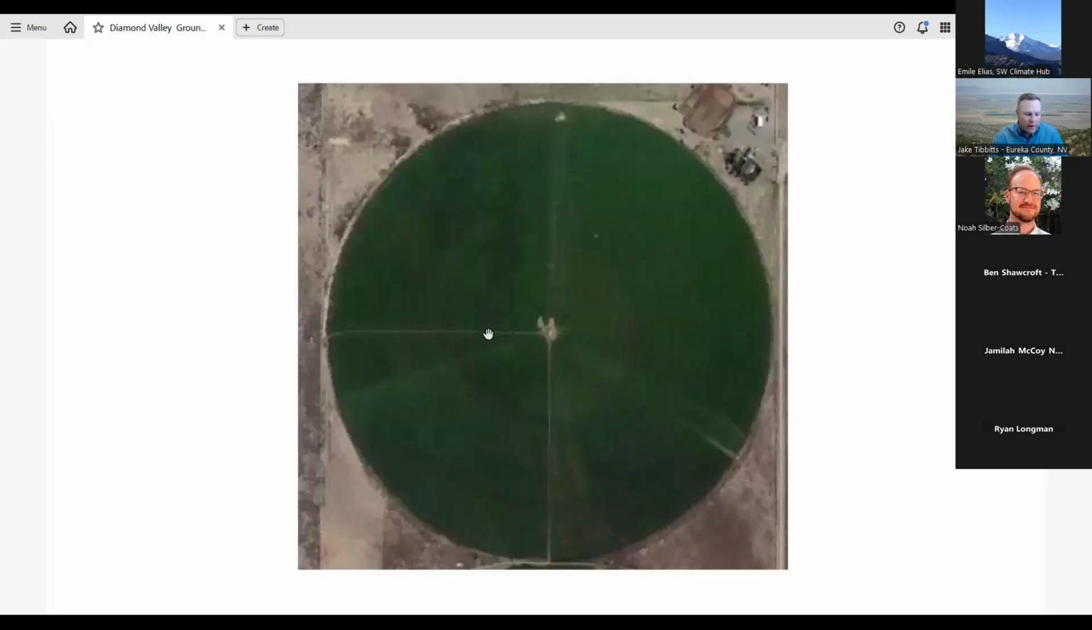And then our second thing we did was focusing on the irrigated ground in Diamond Valley, but not just the green pivot, but those corners that we often see that aren't irrigated when you have center pivot irrigation.